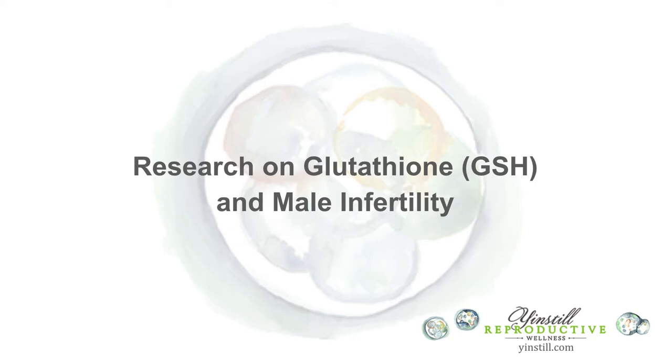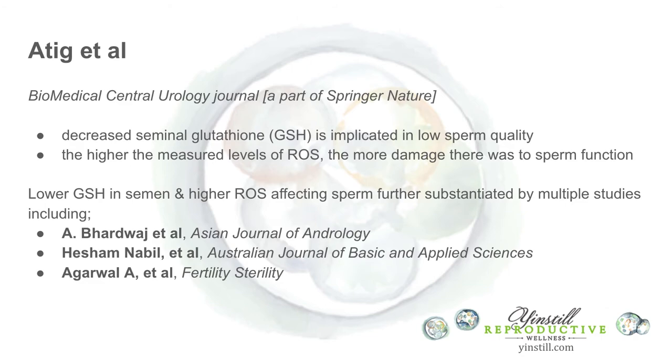This section may be a little dry for some and essential for others, but I feel it's important to quickly go through some of the available research proving the connections between sperm quality, reactive oxygen species, and glutathione. Research published in BMC Urology, a part of Springer Nature, by Attig et al., compared a group of 190 men with abnormal sperm parameters against a control group of fertile men with normal sperm parameters, and revealed decreased seminal glutathione is implicated in low sperm quality samples.